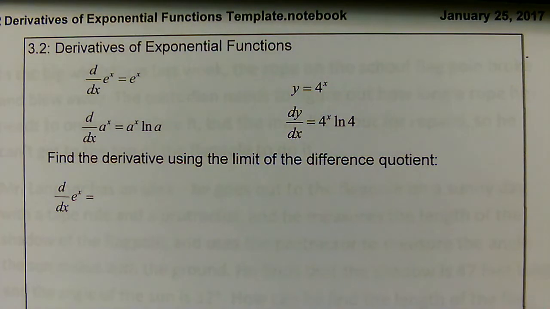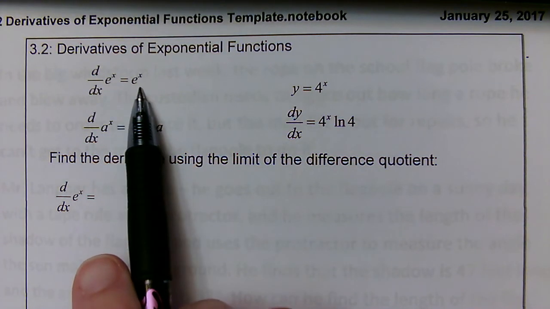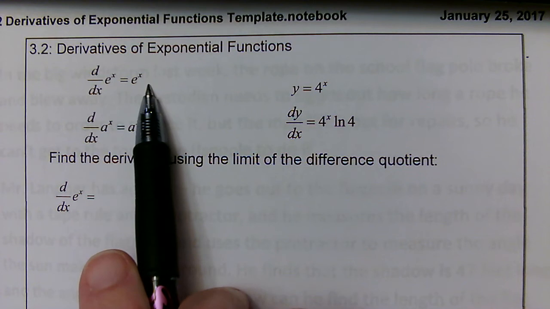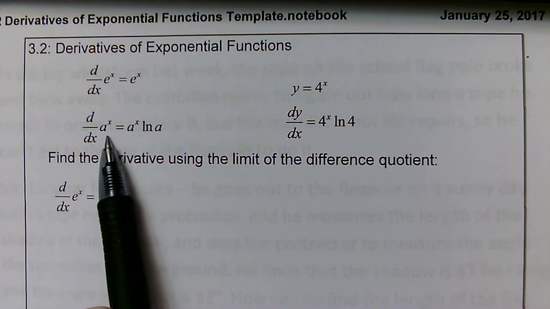Hello, today we're going to talk about derivatives of exponential functions. The derivative of e to the x is e to the x itself. Remember, it's an exponential function because the variable is in the exponent. If the base isn't e, it's just a little bit more complicated.